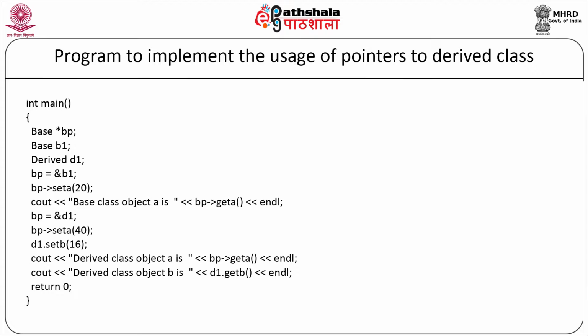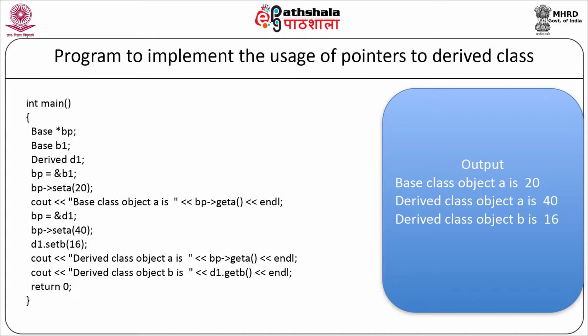When the above code is compiled and executed, it will produce the result as base class object a is 20, derived class object a is 40, derived class object b is 16.